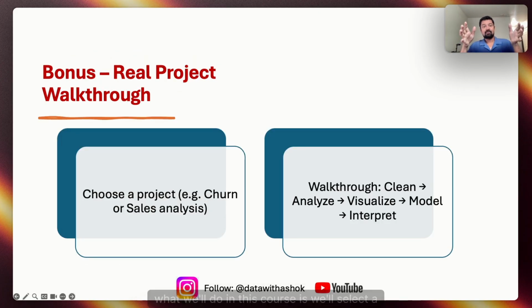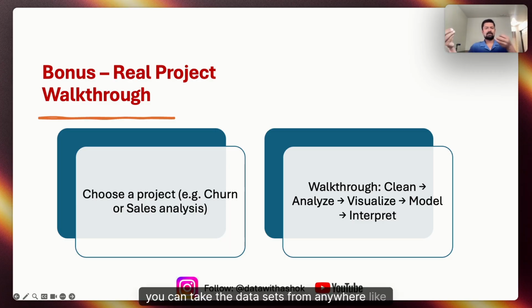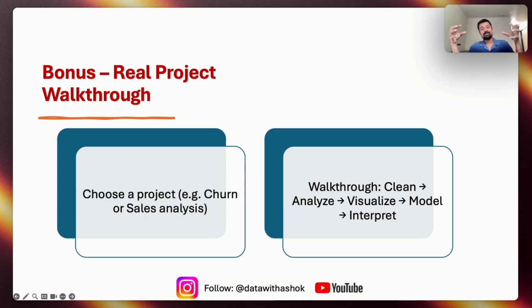Now in the last part of this course, we'll select a project, we'll do a churn or sales analysis, and we'll do a complete walkthrough from start to end. We'll take the data, we'll clean it, we'll analyze it, visualize it, we'll create a model interpretation, and we'll show our findings. So this will be our complete project that you can post on your GitHub if you are getting a big real data set. You can take the data sets from anywhere like Kaggle or any other sources. We'll discuss about that later. But this kind of walkthrough you can do on a simple project and put it.